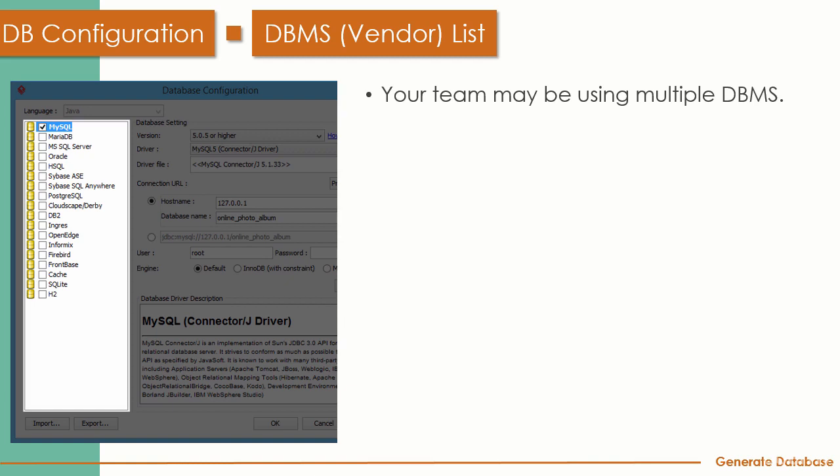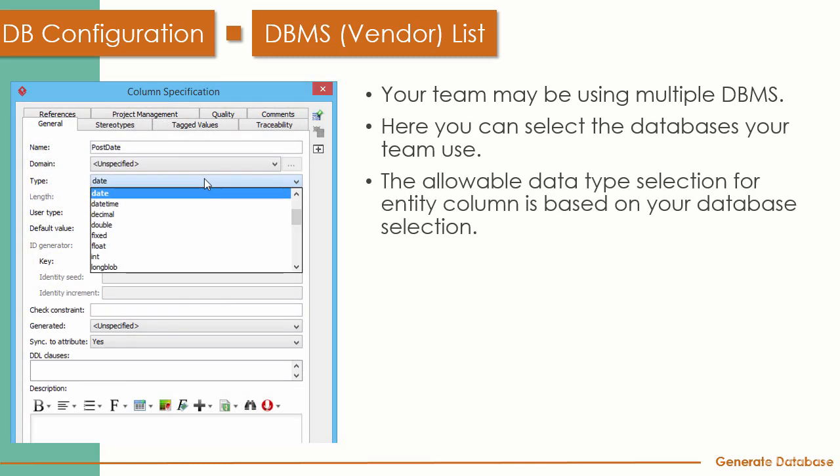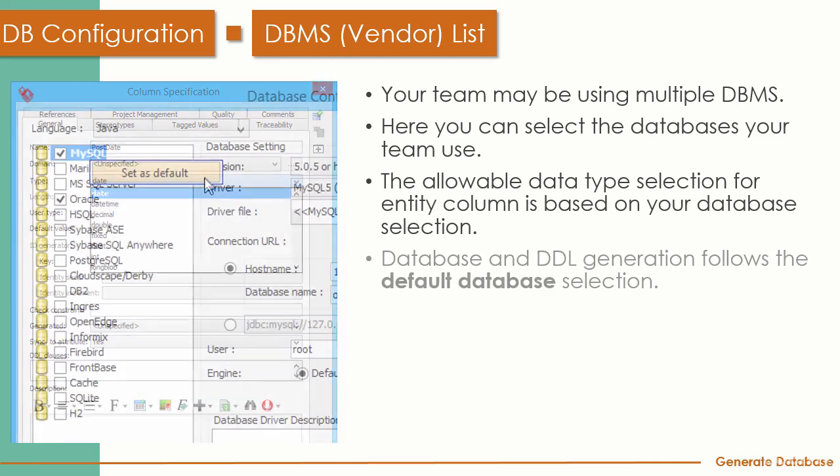You see it is a checkbox rather than an option. That means you can select more than one database if you want. The allowable data types when you're doing the modeling follow the database you select. Like if you pick Oracle as a default database, then we will show numeric rather than integer. If you pick MySQL, we will show int, things like that.